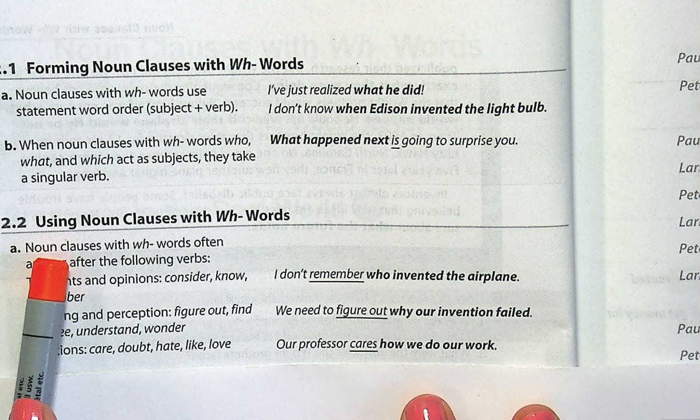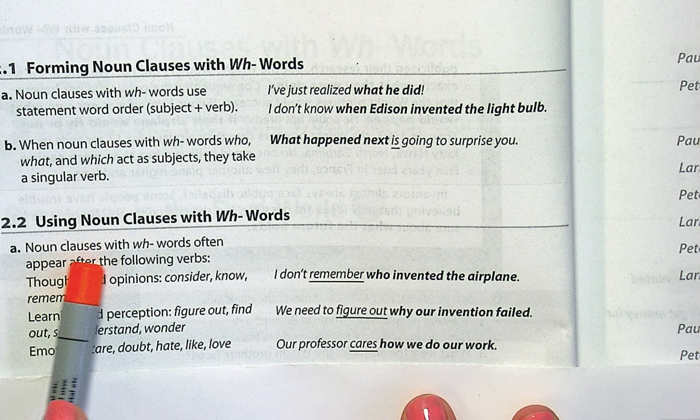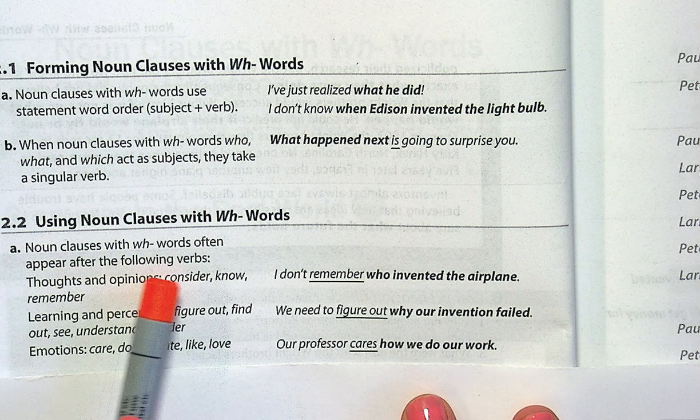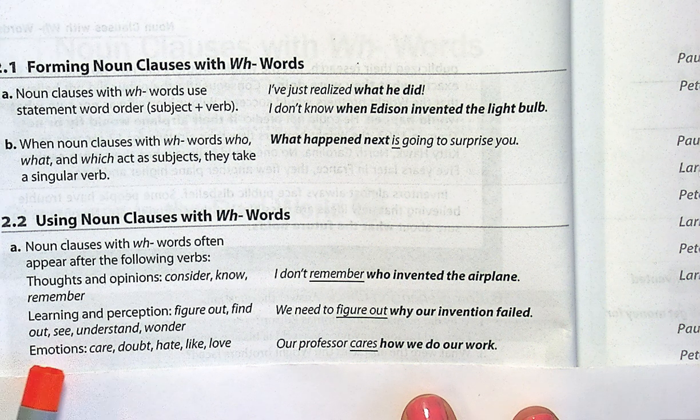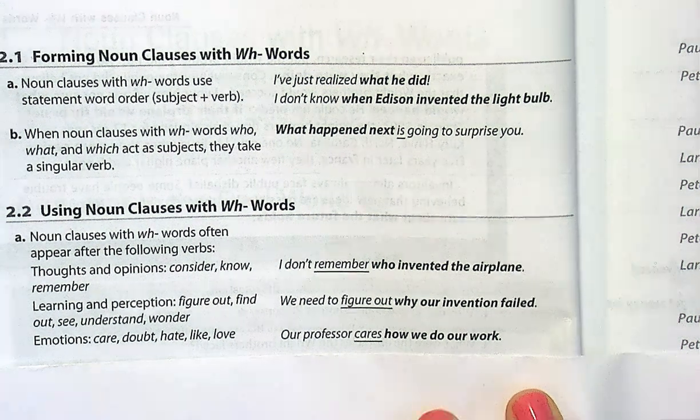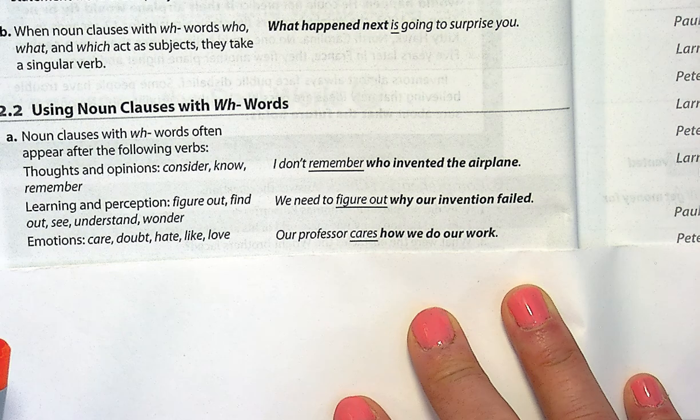Noun clauses with WH words often appear after the following verbs. Thoughts and opinions like consider, know, or remember. Learning and perception like figure out, find, see, understand, and wonder. Or emotions like care, doubt, hate, like, and love. All of these can work as the object of these types of verbs.